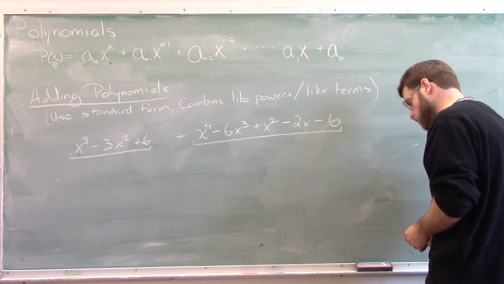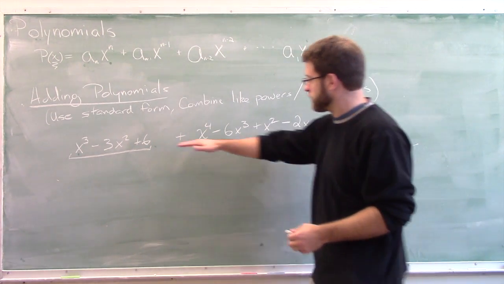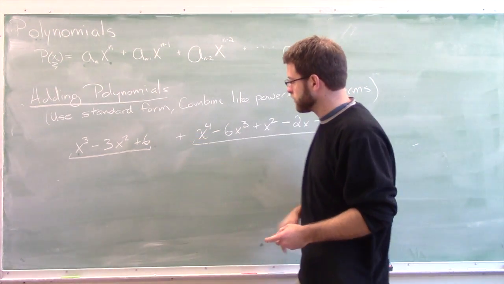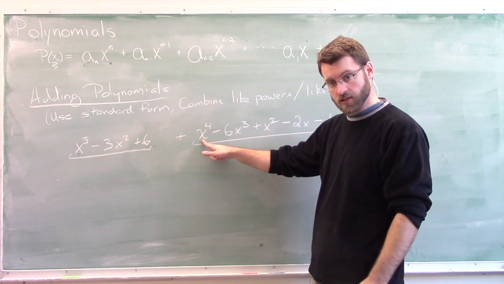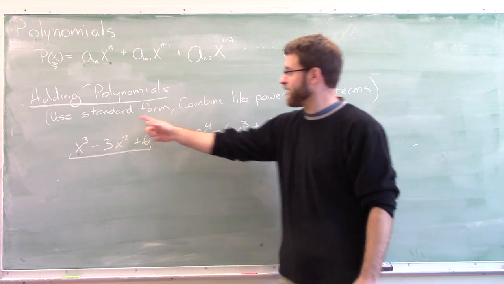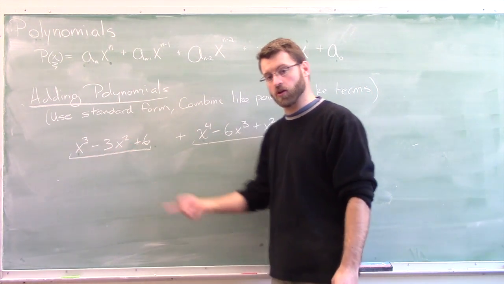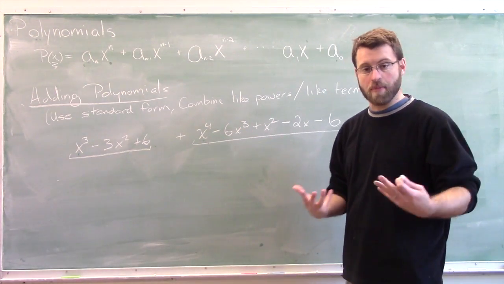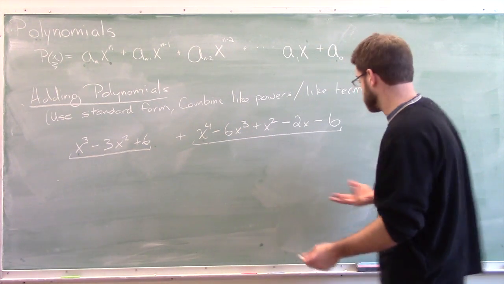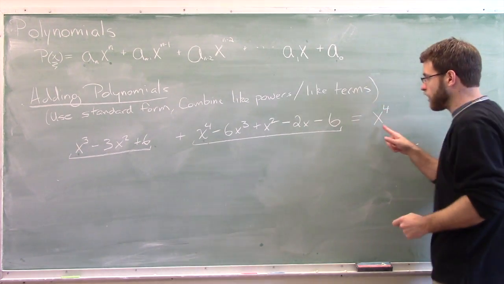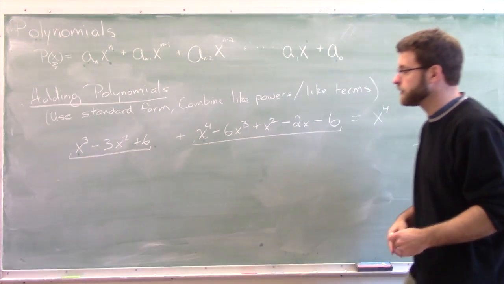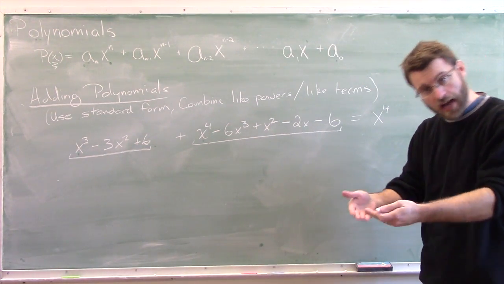All right? So if I look at these two polynomials, I see that I only have a single x to the fourth term. So there's nothing to add that to in the first polynomial. So that will just remain in the sum of these two polynomials. So I expect my answer to have just one x to the fourth. Okay? Next, I go to the next lowest degree.